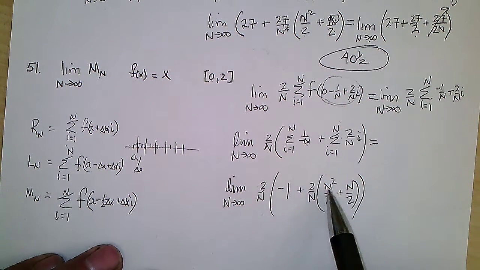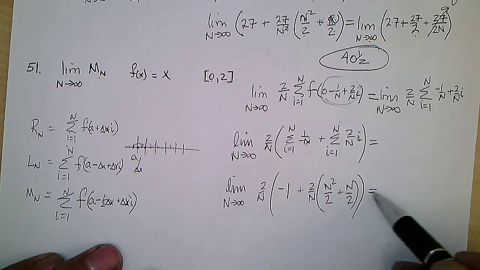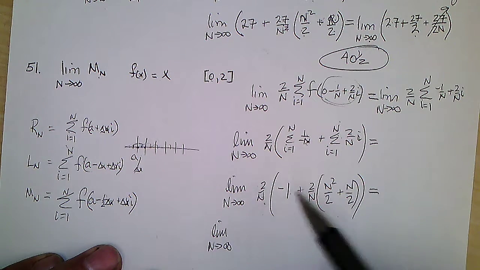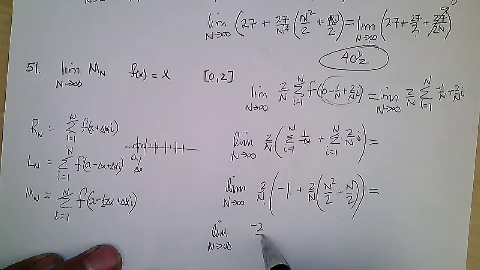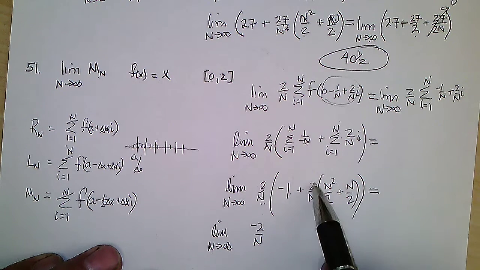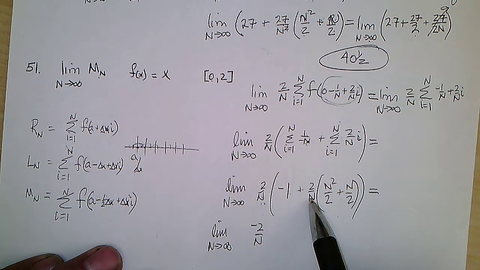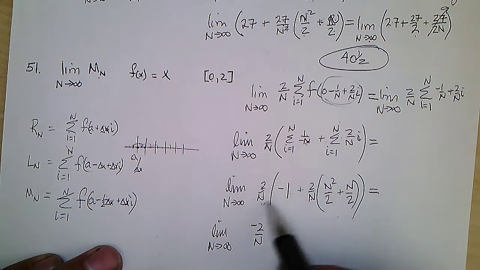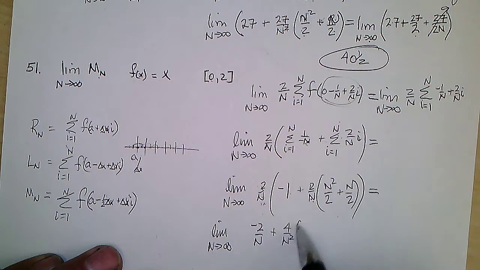So this times, okay, let's just lay them all out here. 2 over n times that is minus 2 over n. And 2 over n times this: 2 over n is what I pulled out of here, and this is another 2 over n. So that's 4 over n squared. I'm just checking myself here. 4 over n squared times n squared over 2 plus n over 2.